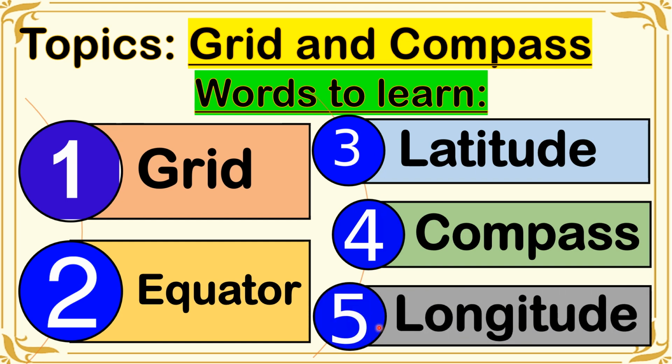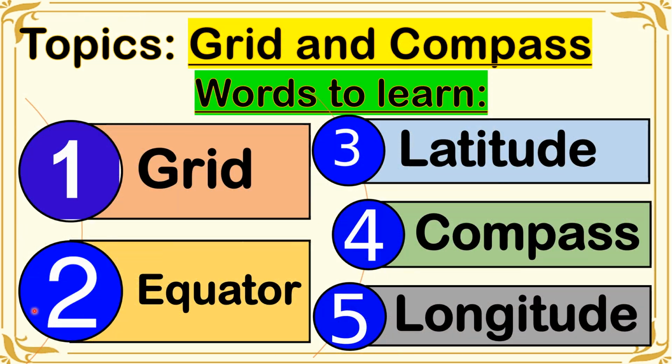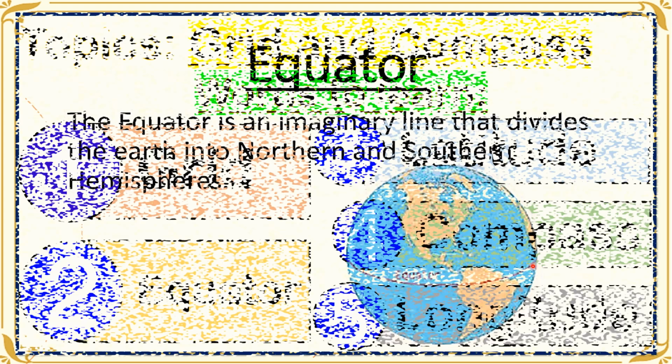Now class, let us read the meaning of these 5 words and briefly explain them one by one. Grid. A grid is an intersection that is formed by parallels of latitude and meridians of longitude. It is an effective design which is generally used to find a particular location of a place on the globe or map. The second word is equator. The equator is an imaginary line that divides the Earth into northern and southern hemisphere. The red line here is the equator, and it is also the longest line of latitude.